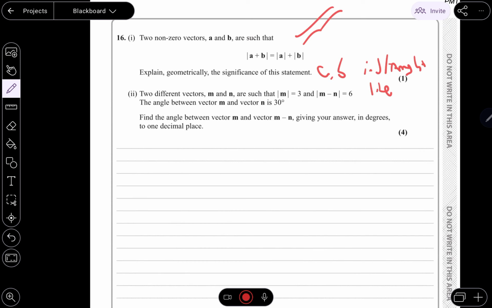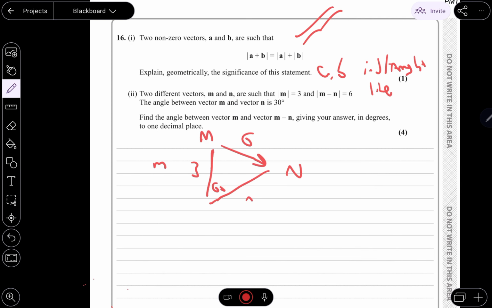The angle between them is 30. So we've got m with a value of 3 and n with a value of 6. Okay, so m minus n is what happens when you go this way. If this is m, and this is the point n, I guess it doesn't really matter. It's one of these, and this is the vector n. So this is the 60 here. So I think this is the picture.